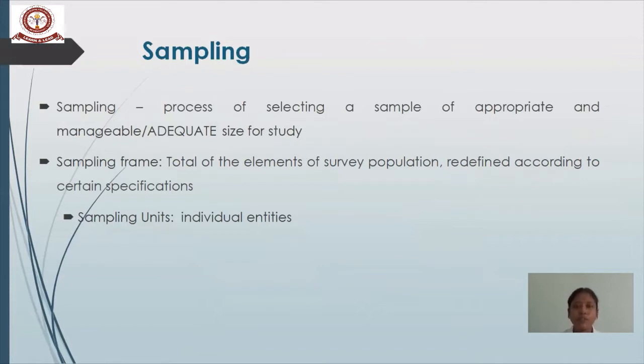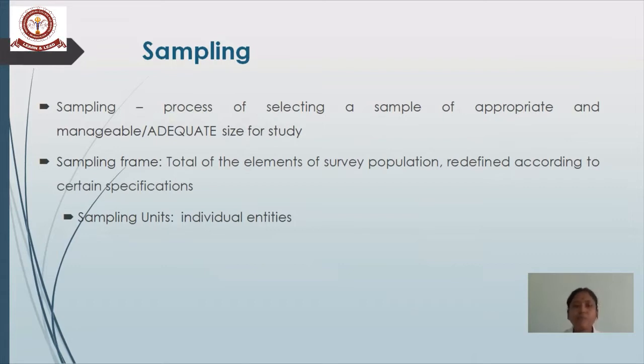Sampling is a process of selecting a sample of appropriate and manageable or adequate size for the study. So why is sampling required? Because we can't take all the population in the universe to do a study. But at the same time, we can take certain people who are truly representative of the study population, do a study in that particular sample, and generate the results for the whole of the study population. So for that only, sampling is required.